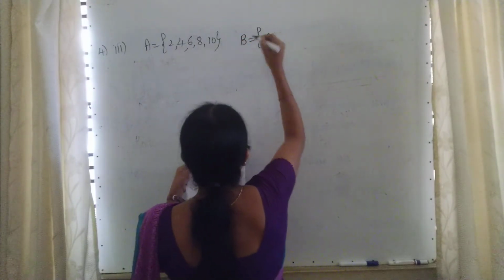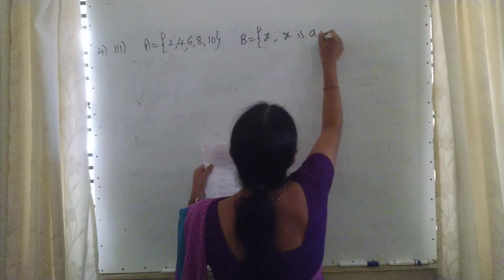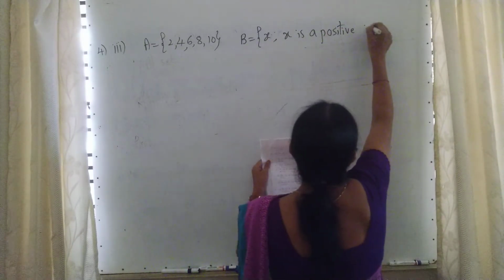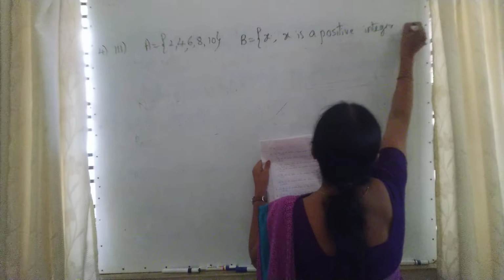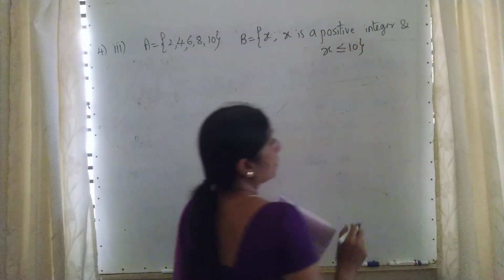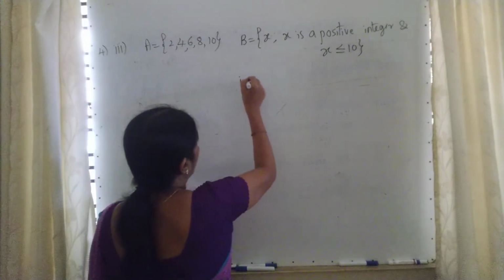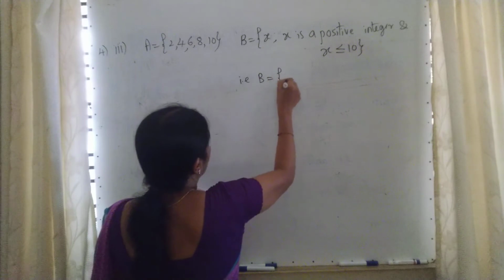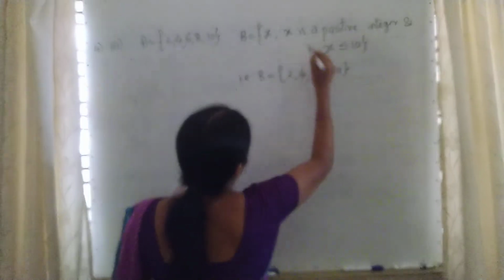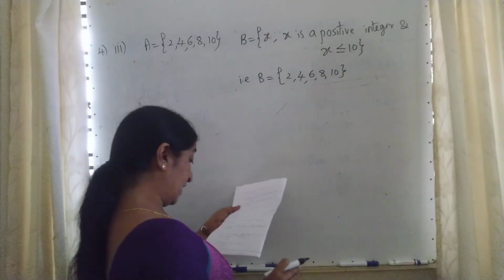Set B is given as x such that x is a positive integer and x is less than or equal to 10. Less than or equal to 10 means we have to include 10 also. So how do you write set B? Set B is 2, 4, 6, 8, 10. Why? Because we have to write only positive even integers, sorry.